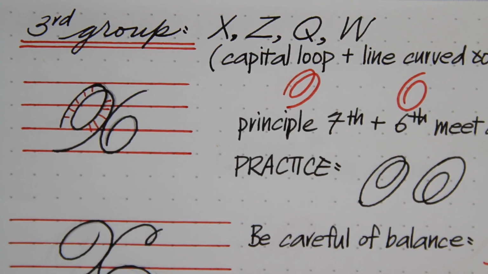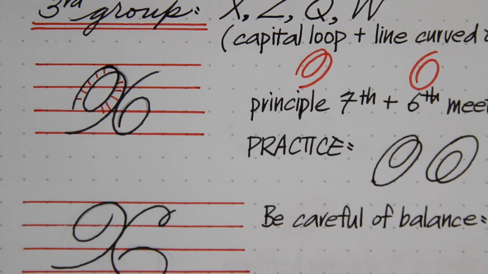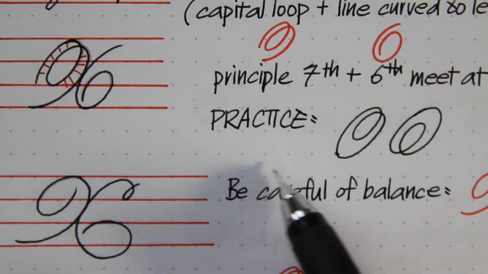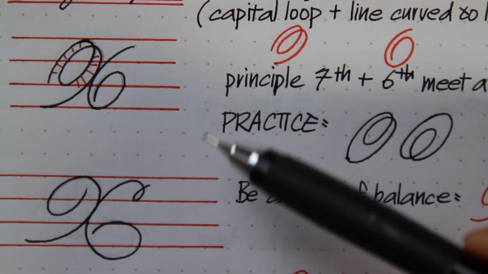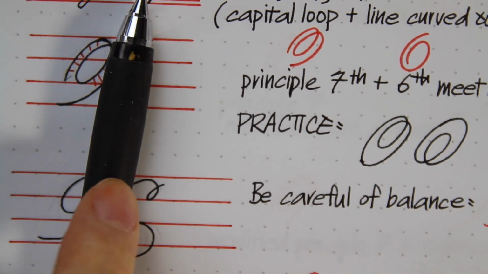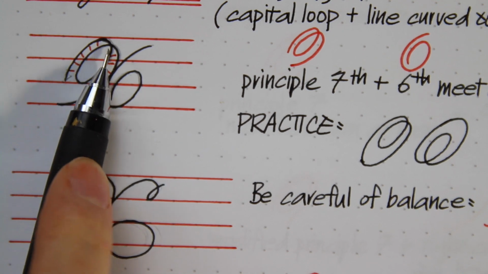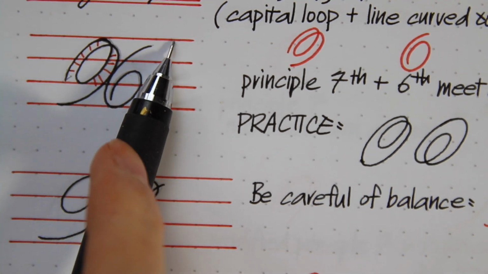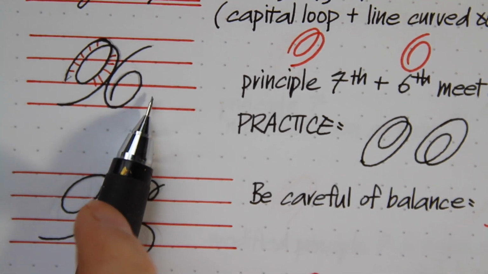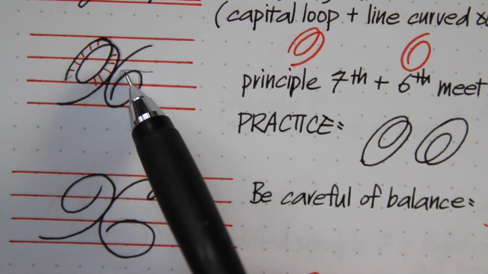Third group of letters, X, Z, Q, W, all begin with a capital loop and a line curved to the left as its termination. The capital Z begins with principal 7, which is the capital loop. So this is exactly what we talked about in the principle. Keep the same spacing, parallel curves, and we finish on the right side with your principal 6. The principal 6, remember that it meets at half the letter height.